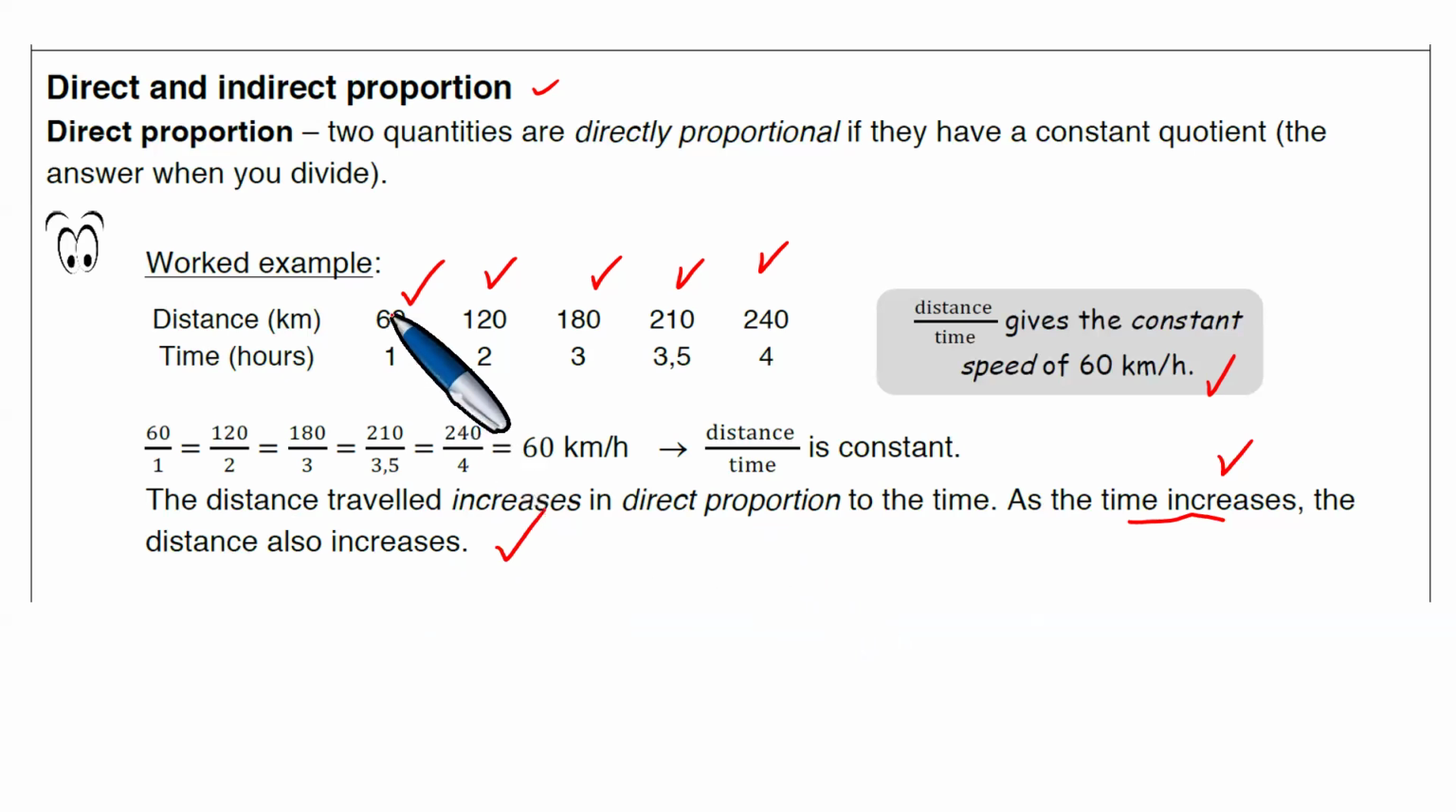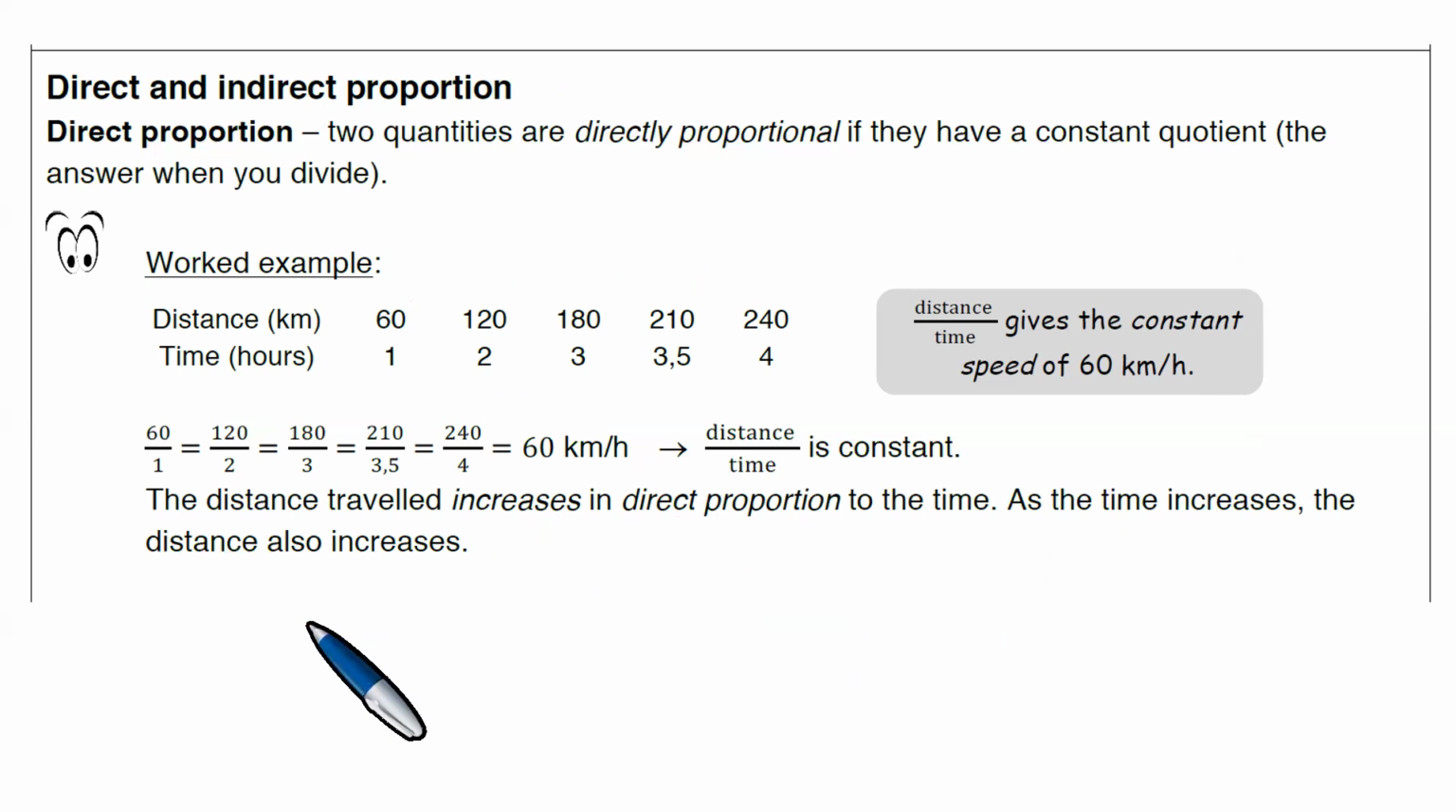The distance was 60, the time was 1. The distance doubled to 120, the time also increased to 2. The distance now increased to 180, the time became 3 hours from 2 hours. So we can see that indeed the distance traveled increases in direct proportion to the time. So what does direct proportion mean? It means when one increases, the other increases as well. So as time increases, the distance also increases.